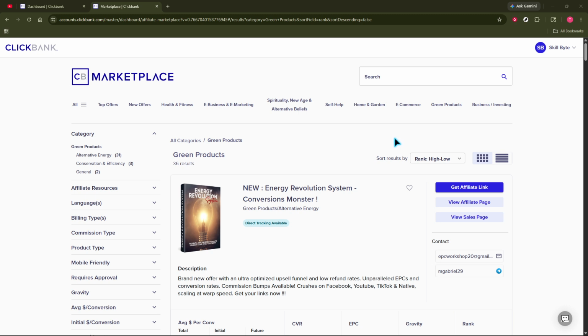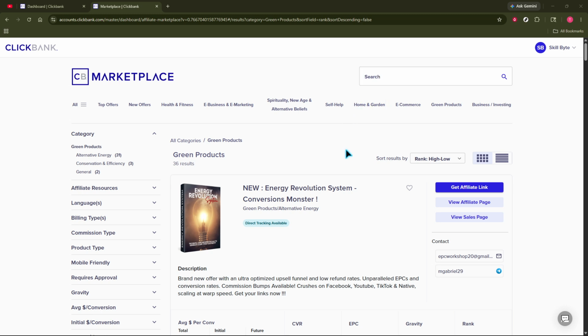with confidence. Start by heading to the ClickBank Marketplace at clickbank.com/marketplace and sign into your account. Logging in ensures you see the most accurate information and can access any tools the vendor provides. Once you're in, choose how you want to explore. You can browse by category, like health or money, if you're still narrowing your niche, or use the search bar to type a keyword when you already know the type of offer you want.